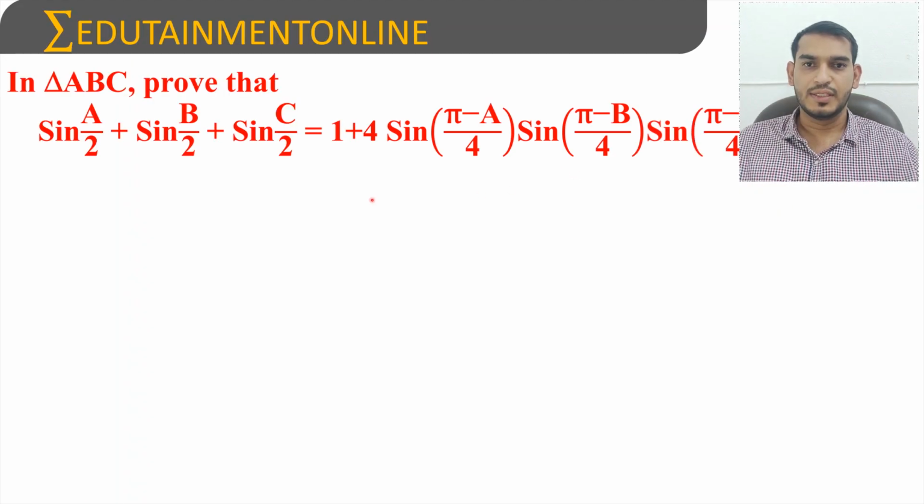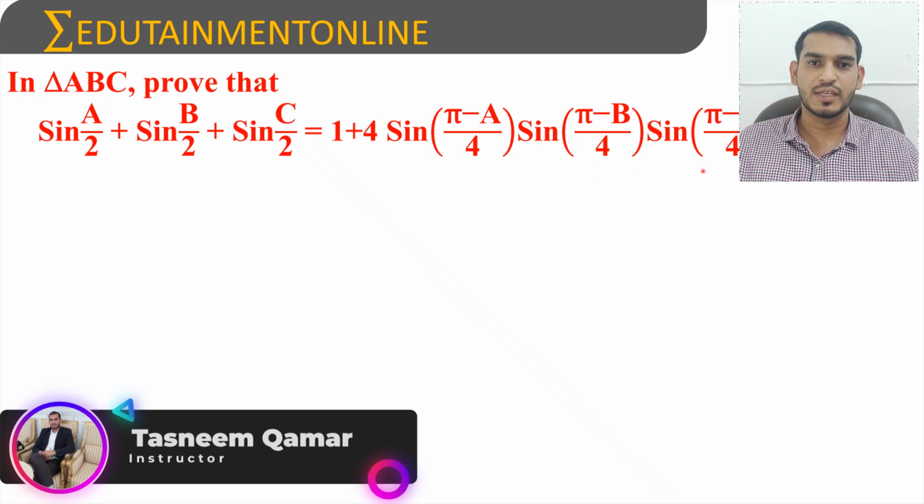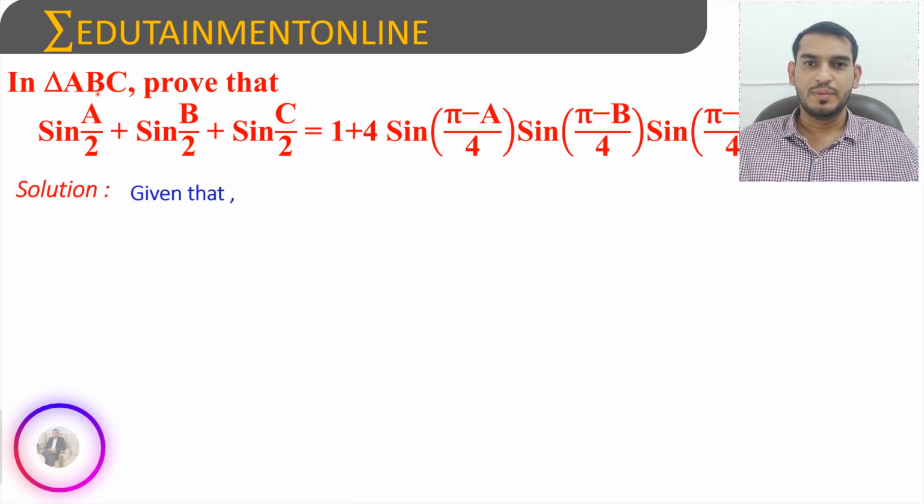In triangle ABC, prove that sin A/2 + sin B/2 + sin C/2 equals 1 + 4 sin((π − A)/4) sin((π − B)/4) sin((π − C)/4). So here it is given that ABC is a triangle.